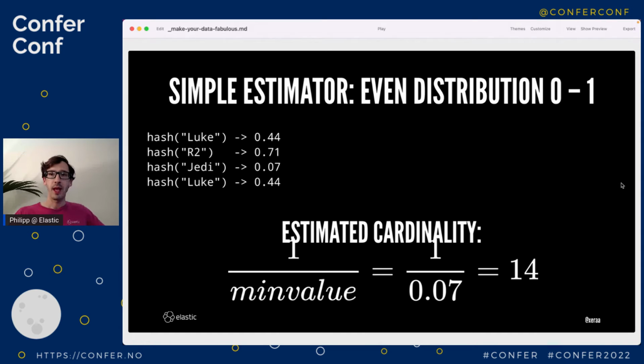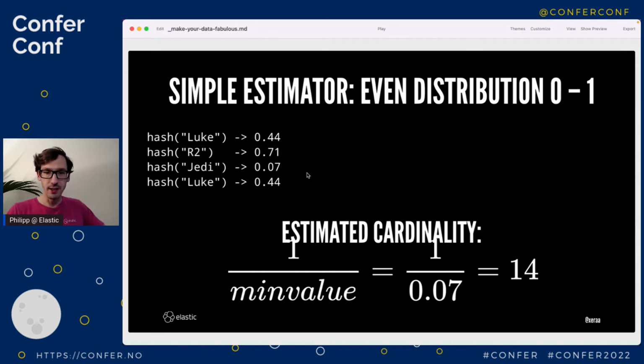And we can use this for a so-called estimation, where we're using an even distribution. What we're doing is using a hash function, and the result of the hash function is a value between 0 and 1. And we always remember the smallest value. So I hash Luke, it's 0.44. I will remember this one. I hash R2, I see it's 0.71. I forget that one, I keep this one. I hash Jedi, I get 0.07. So this is the newest lowest value, and I will store this one. So you still need to hash every single value, but you only need to store one single value in memory, so it won't make your heap blow up.